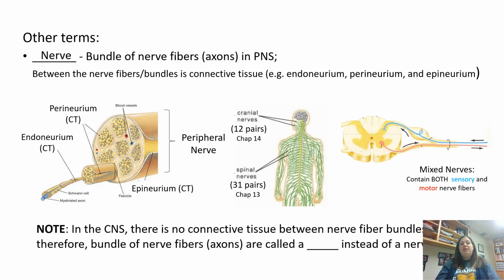Now, in the central nervous system, there's no connective tissue between the nerve fibers that are bundled. Therefore, these bundles are going to be known as tracts instead of nerves. So when we talk about the central nervous system, a bundle of axons is a tract, but in the peripheral nervous system, a bundle of axons is known as a nerve.